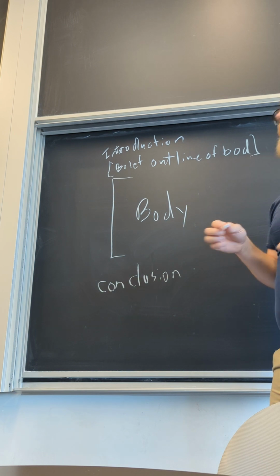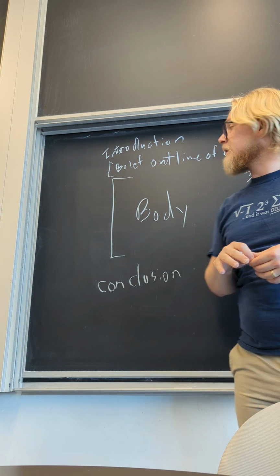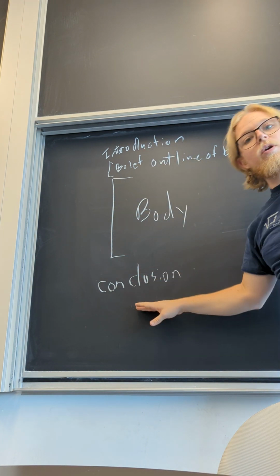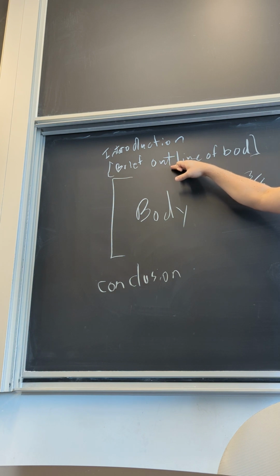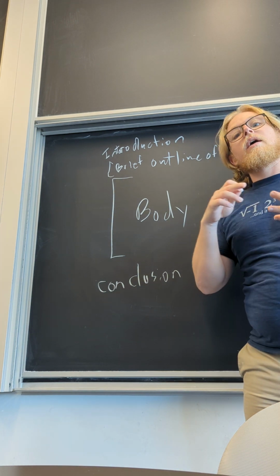For those of you who received 3 out of 6 or lower, typically the reason why is because you only gave the body. You never introduced it, you never drew a conclusion, and you never gave a brief outline of where you're going. And because of this, you lost an audience mark and a style mark.